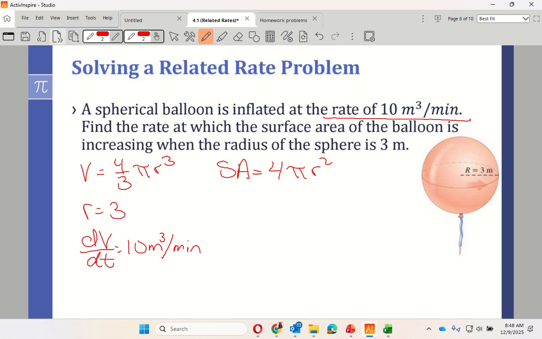Okay, find the rate at which the surface area of the balloon is increasing. Find the rate that the surface area, so that means what am I looking for in this problem?